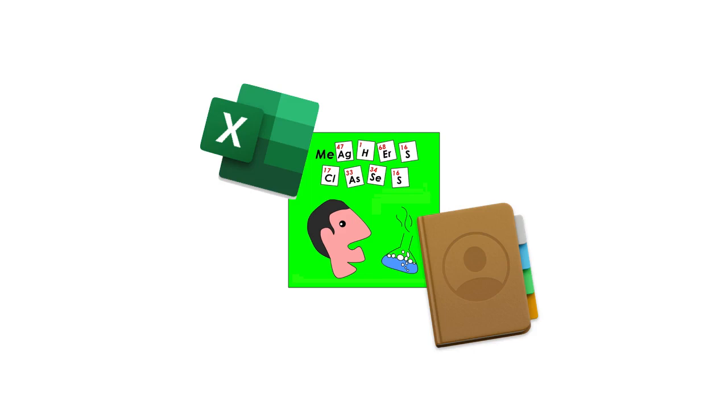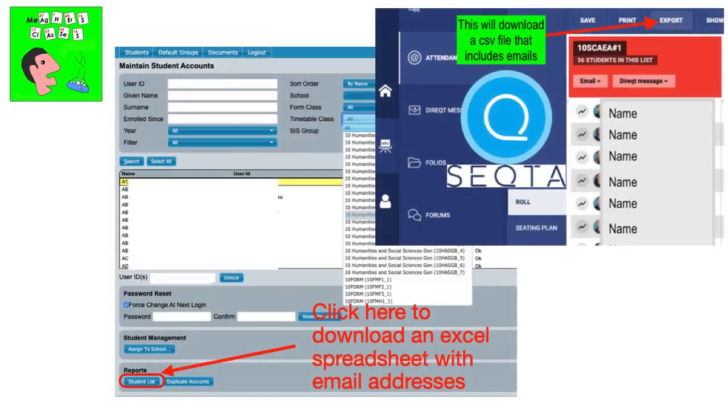First of all, you will need to get a spreadsheet with the information. Now, here in Western Australia, there are two places you can find the data. We can get it from the Department of Education DAMS website, where you can just download a student list, which has their names and their emails and lots of other information.